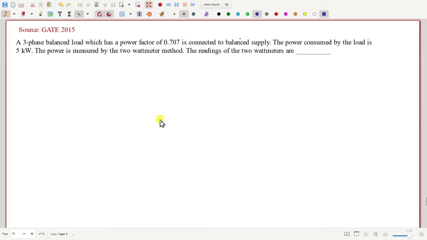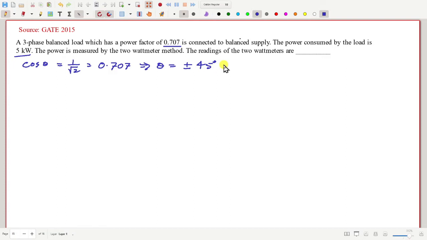Okay, so now again, a three-phase balanced load with a power factor of 1 by root 2 is connected to a balanced supply. Power consumed by the load is 5 kilowatt. We have to find the reading of the 2 wattmeters if we use the 2-wattmeter method. So how do we proceed? We know that cos theta is 1 by root 2, so this is 0.707. That means theta is plus or minus 45 degree.